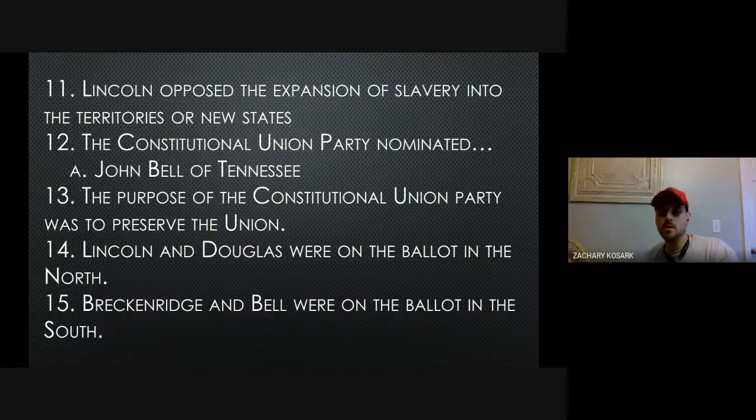Lincoln opposed the expansion of slavery into new territories or states. So basically, the Republicans want to stop slavery from expanding anywhere. They just want it to be in the same spot that it is, not in the West.